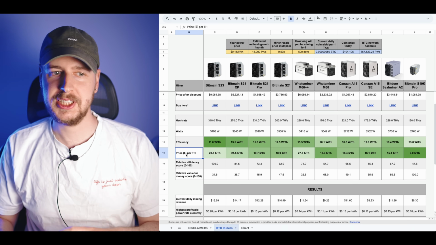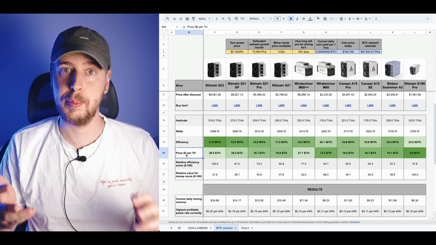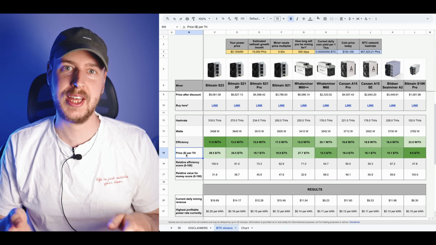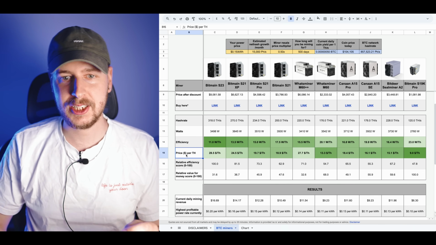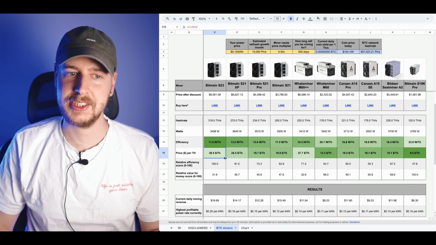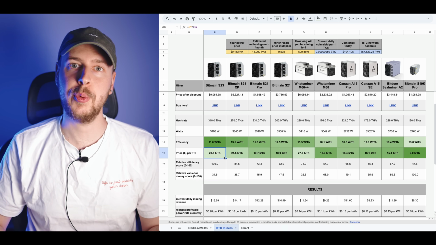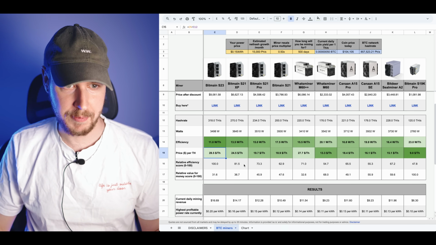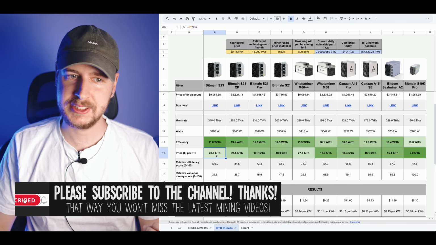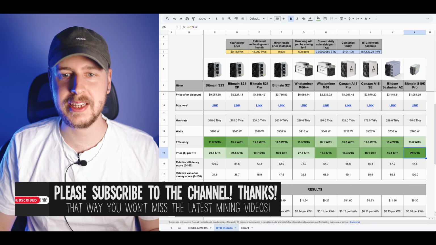And on the flip side, you have the price per terahash, or as I like to call it sometimes, value for money. And that is just how much money you are paying per terahash that the miner gets. And this is usually flipped around, where the most efficient unit, the one with the best watts per terahash, has the worst price per terahash. You're paying a premium for that power efficiency, unfortunately. And that very much is the case here with the Bitmain S23 being a lot more expensive per terahash than something like the S19K Pro.